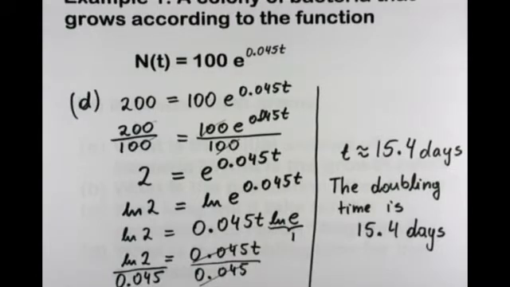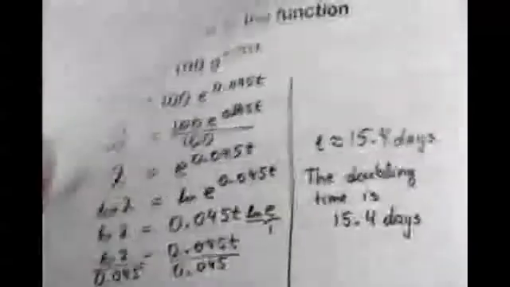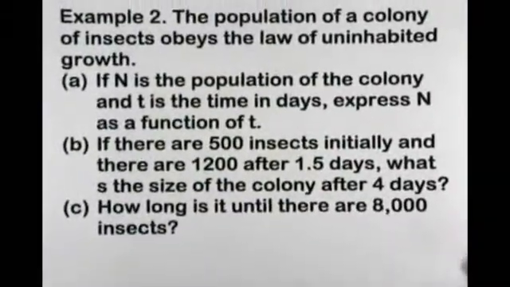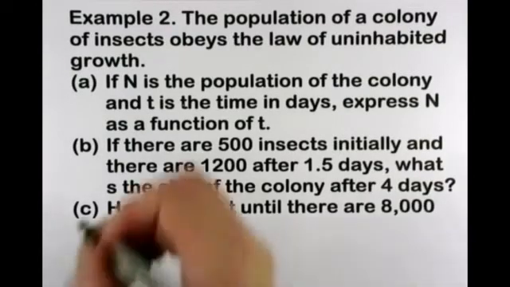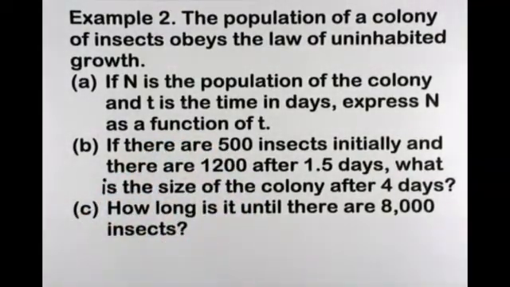Example 2. The population of a colony of insects obeys the law of uninhibited growth. A. If n is the population of the colony and t is the time in days, express n as a function of t. B. If there are 500 insects initially and there are 1,200 after 1.5 days, what is the size of the colony after 4 days? And C. How long is it until there are 8,000 insects?